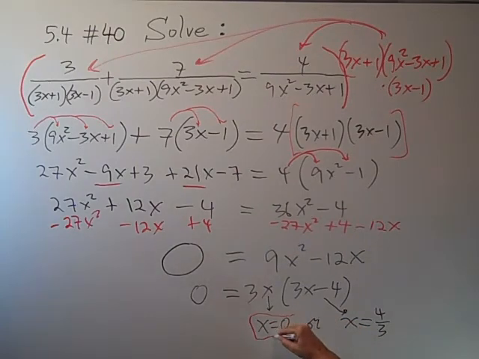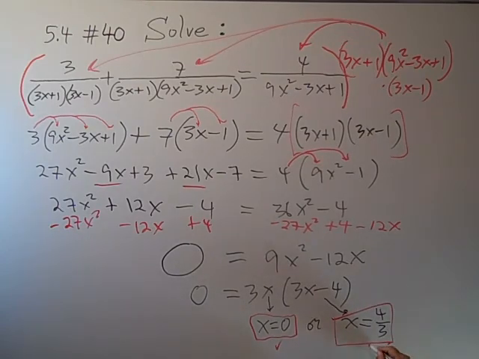x equals 0 does not make any of the original denominators equal 0, so it checks out okay. And x equals 4/3, that also doesn't cause us any problems. The only numbers that would be a problem here is if we found that our solution was either 1/3 or negative 1/3. But these are okay then. They're both valid solutions to this rational equation.